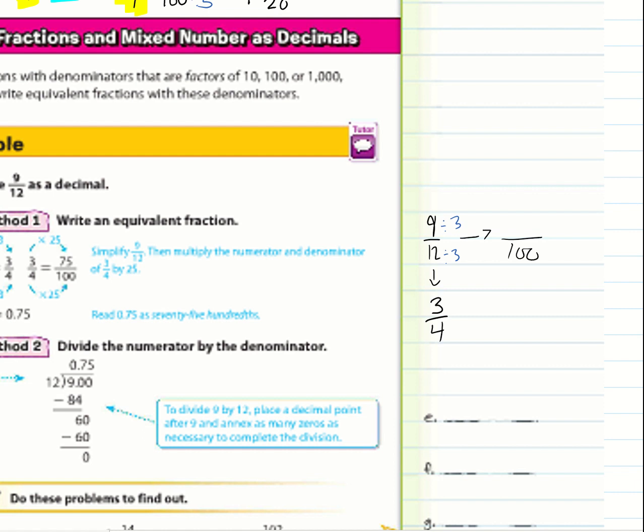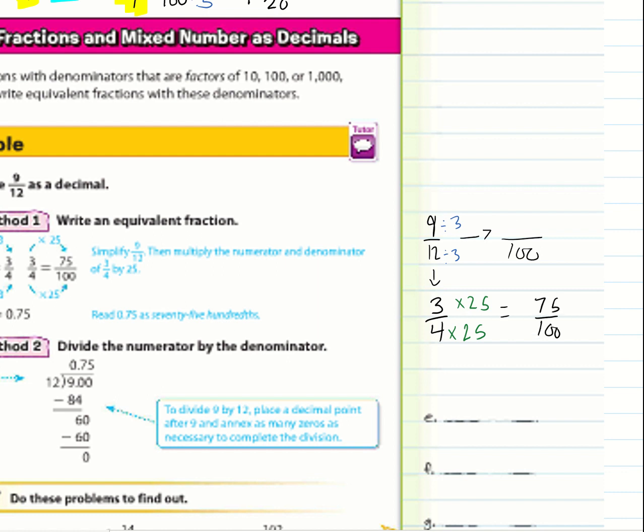Because I cannot multiply a number to get from 12 to 100, but if I reduce 12 to a 4, I can get 4 to 100. So I can multiply 4 by 25 to get to 100. And whatever I do to the bottom, I must do to the top. So now my number is 75 over 100.